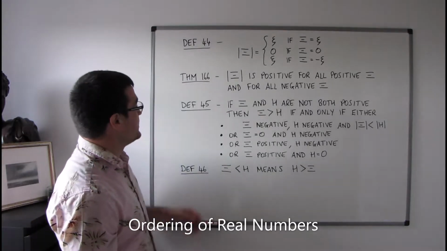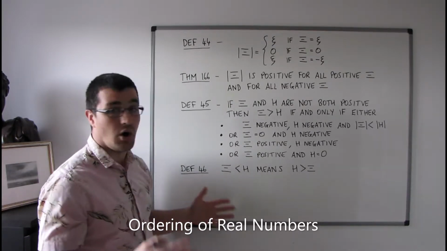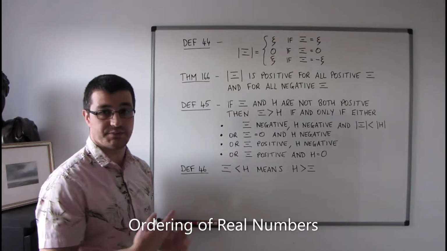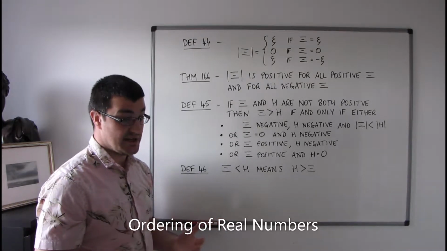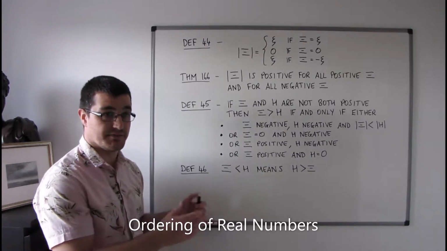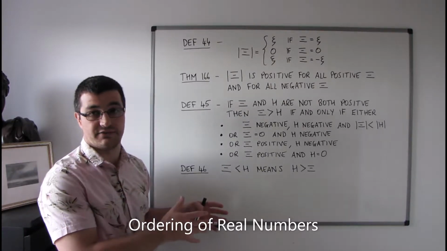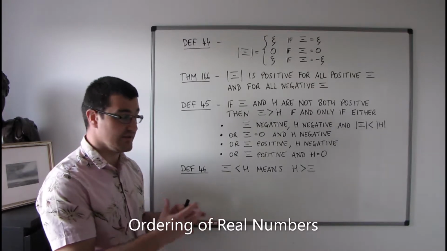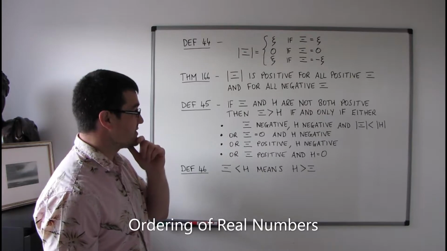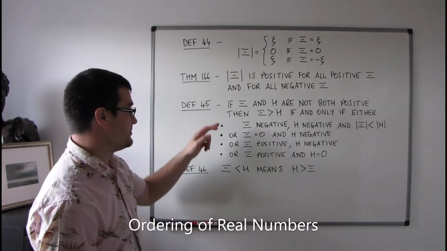Definition 45 is where we actually start to get to the ordering, general ordering of real numbers. So up to this point, we've only really been able to speak of ordering, if we needed to, on positive real numbers, because positive real numbers inherit all of that stuff from all of the theory that we developed on cuts. The positive real numbers effectively being cuts. But now we're going to extend it to include 0 and negative numbers.